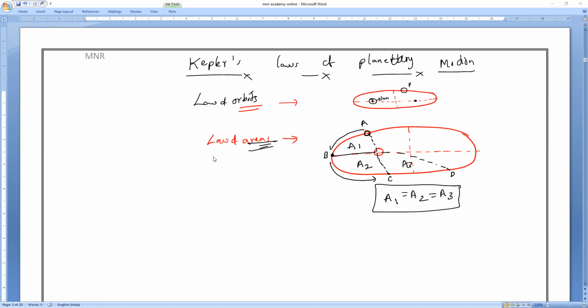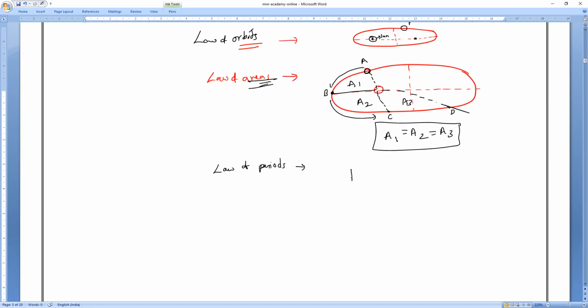Next, the third one. What is the third one, everybody? Different planets take different time periods to go around the sun. What is the name of the law? The law of periods. Suppose I take planet number 1. It takes a time period to revolve around the sun, let me take it as T1, and it has an average radius from the sun, let me take R1. If I take planet 2, it has a different time period T2 and a different average radius R2.